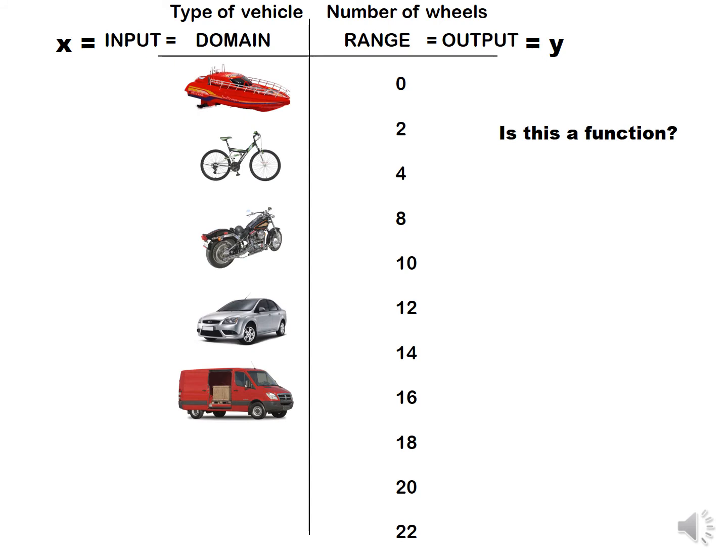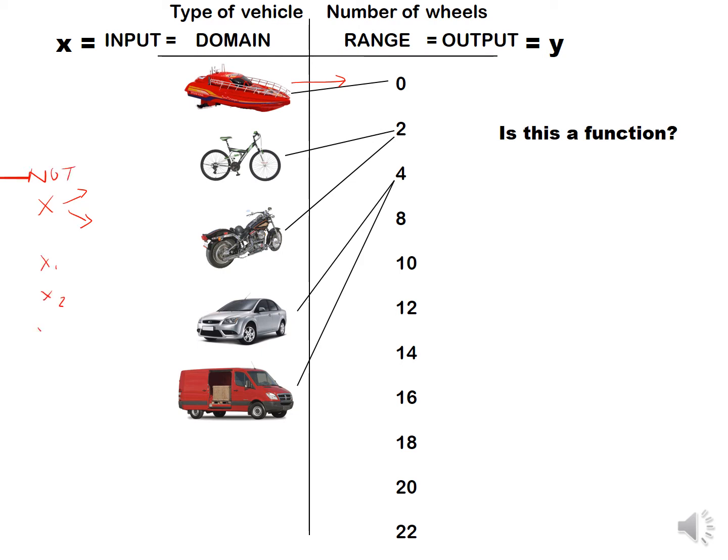Okay, so in this one they're asking you, is this a function? And it's asking you by the number of wheels. So this one has no wheels, and we just look and see, does each one have only one y answer? Remember, it's okay for two different x's to have the same y, but it's not okay for x to have more than one y. So this is not a function, but this is a function. Okay, they can share a y.